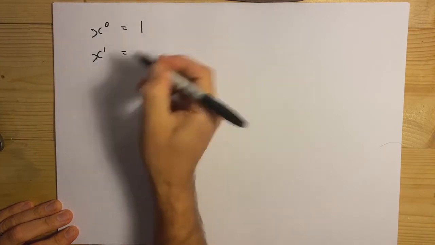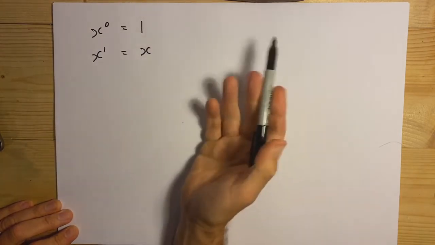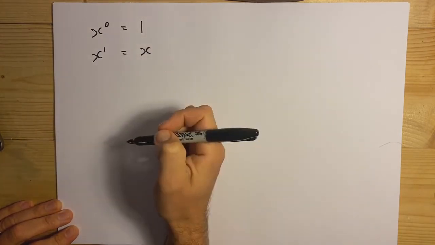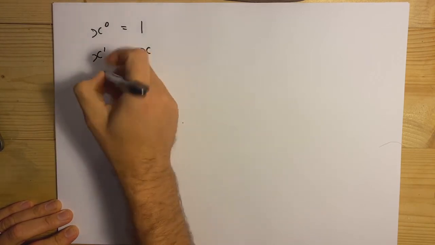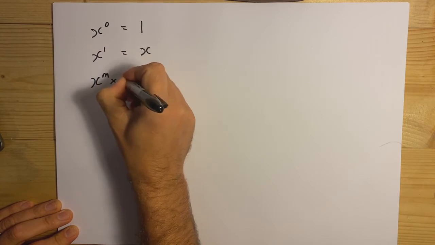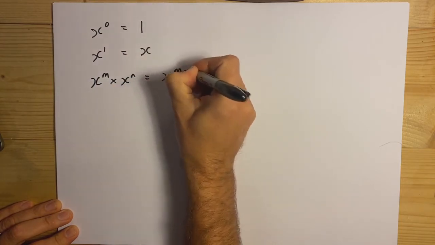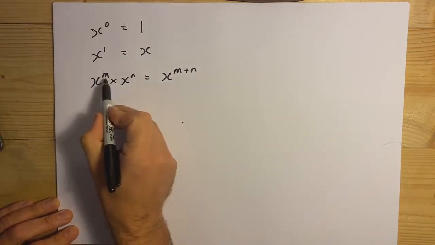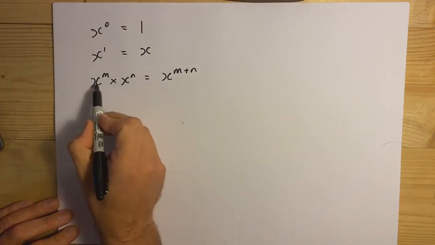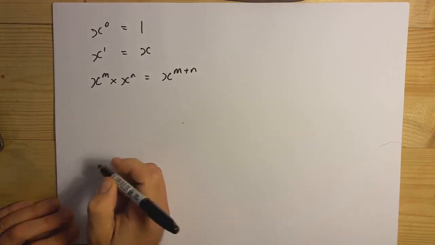Anything to the power 0 is 1. Anything to the power 1 is just itself. So x to the power 1 is x, y to the power 1 is y, a to the power 1 is a. If we had x to the power m times x to the power n, that's the same as x to the m plus n. We remember when we're multiplying, we add our powers. So x cubed times x squared would be the same as x to the fifth.